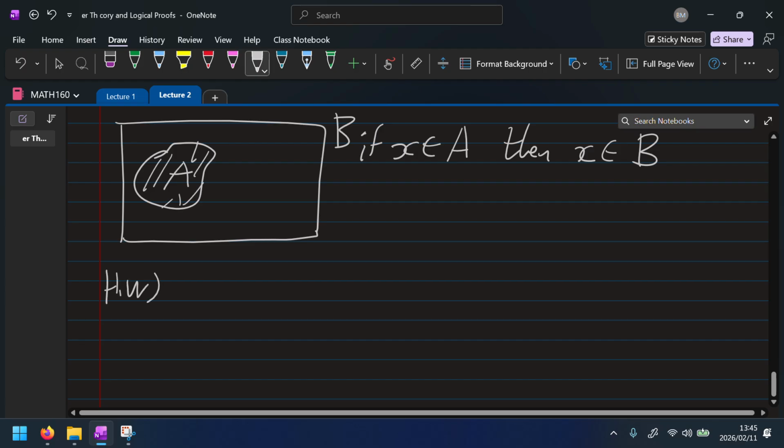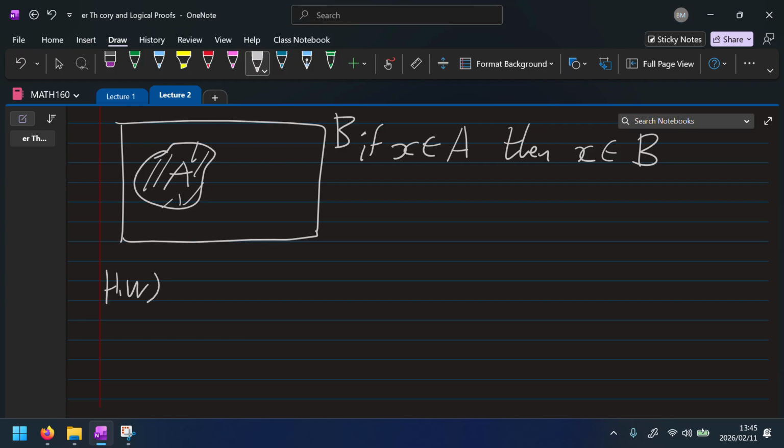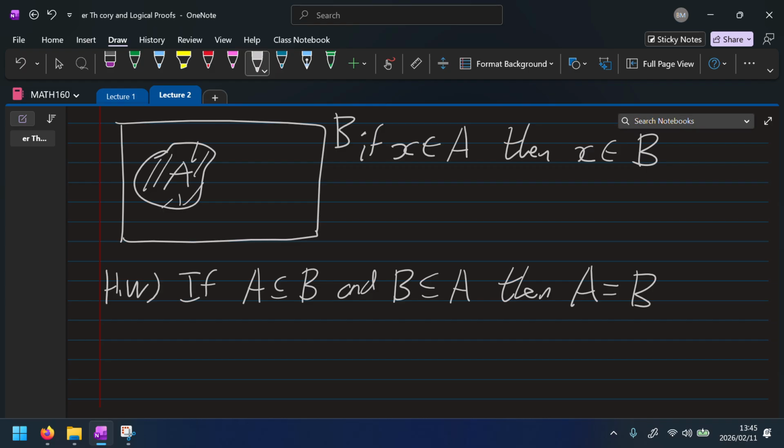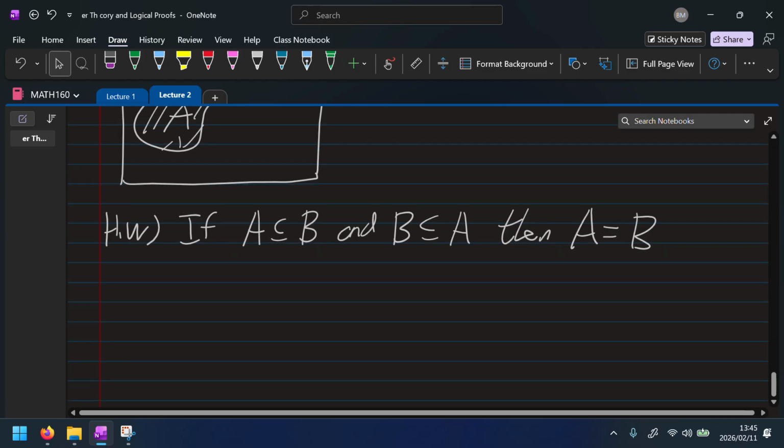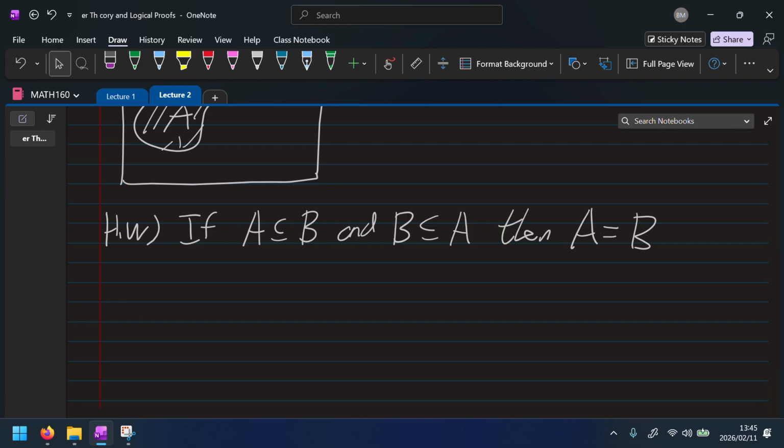Okay. First homework for the year. Prove the following. If A is a subset of B and B is a subset of A, then the sets are equal. So think about that. You can prove it however you want, as long as it's mathematically right, then it's fine. So think about how you're going to do that, and we'll check that tomorrow. We know A is a subset of B, B is a subset of A, show that they must be in fact equal.